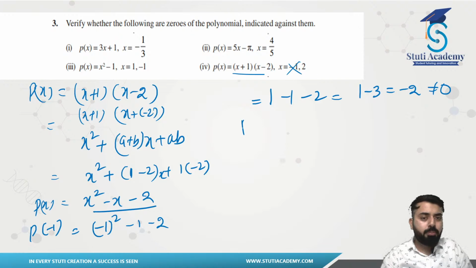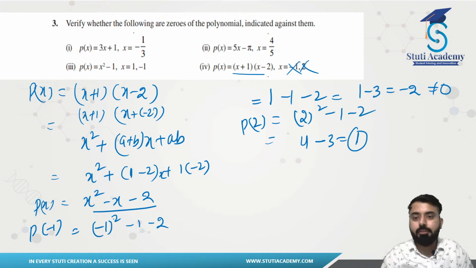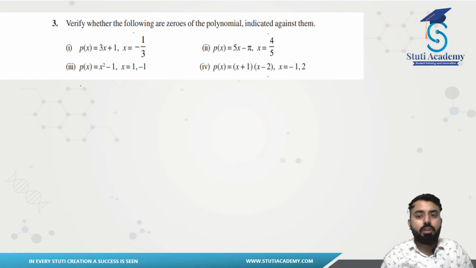So if I put p of 2 now, this will be square of 2 minus 1 minus 2. If I solve this, I will be having 4, 4 minus 3, that will again be 1. So both of these values are not zeros of the given polynomial, right? Actually, that should be 0. Let me see if I have made any mistake here. I think I've done some calculation mistake.